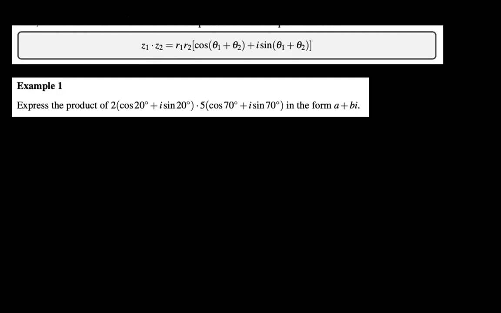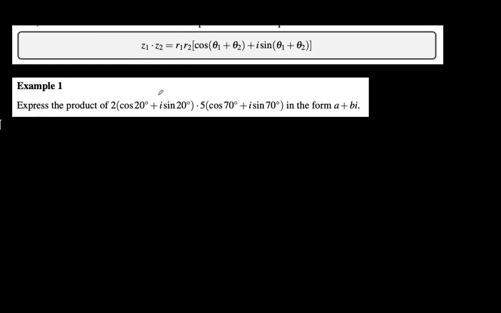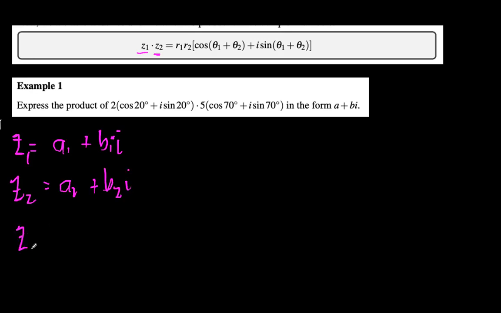Alright? So dito class, let me change the color. So we're now discussing the product of two complex numbers. Again, our Z sub 1 is equal to A sub 1 plus B sub 1 I. And our Z sub 2 is equal to A sub 2 plus B sub 2 I. And how do we get the product of these two? Paano natin hinahanap yung product nito?